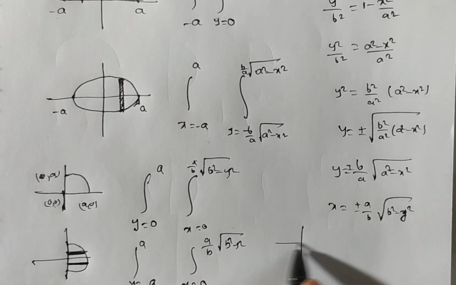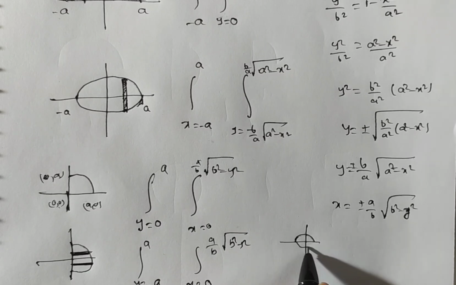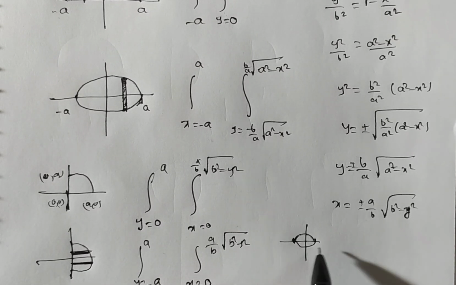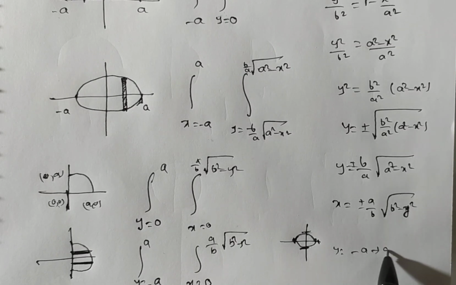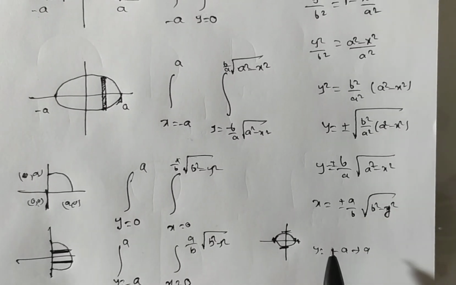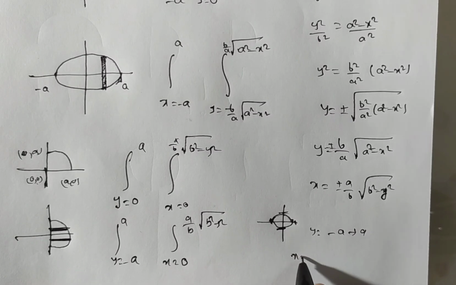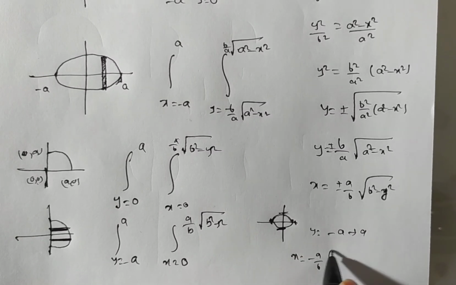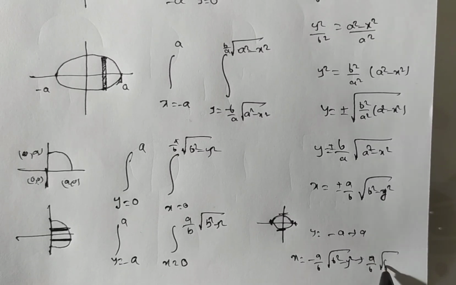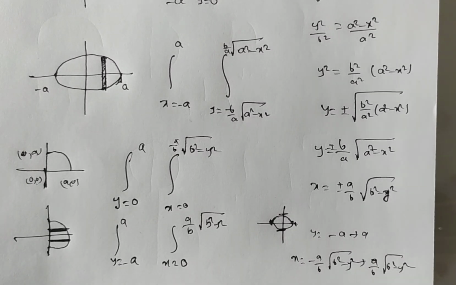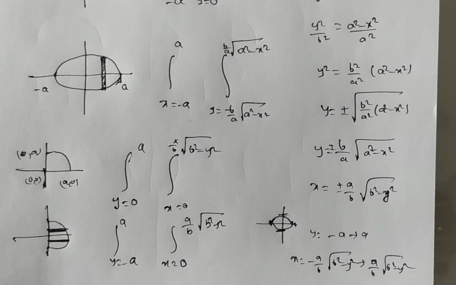Now you tell me for the full ellipse, y is from minus a to a, y is equal to minus a to a. And what about the x limits? x is from minus a by b square root of b square minus y square to plus a by b square root of b square minus y square. I hope that you can understand this one. Okay, you understood this clearly.